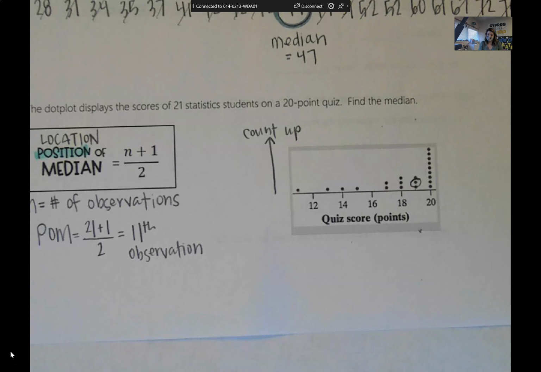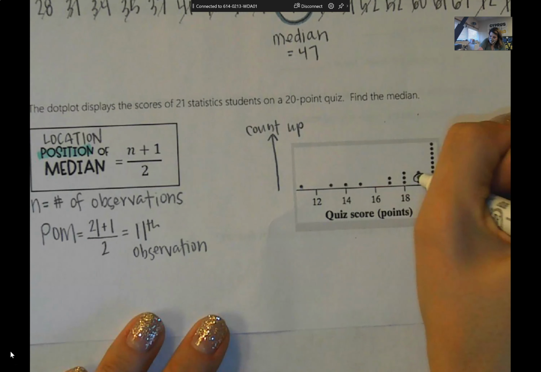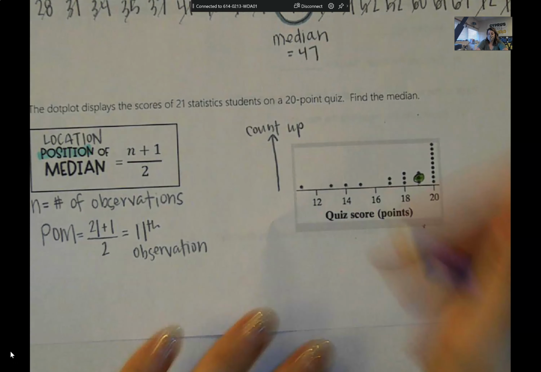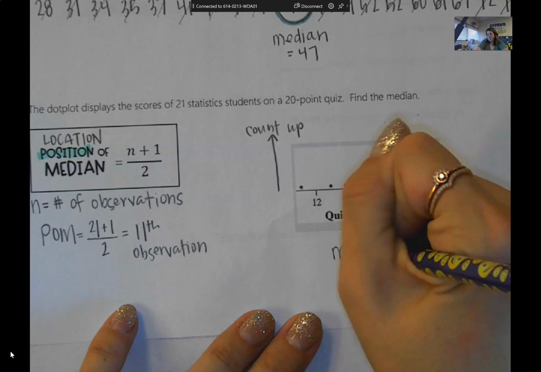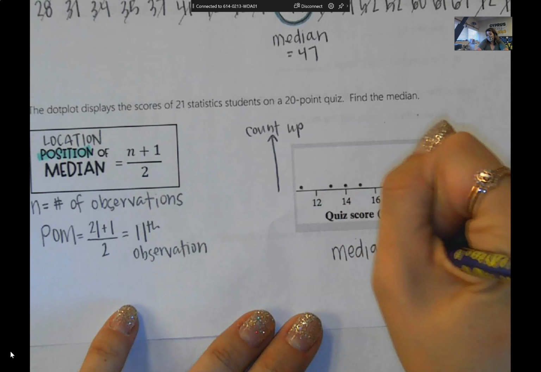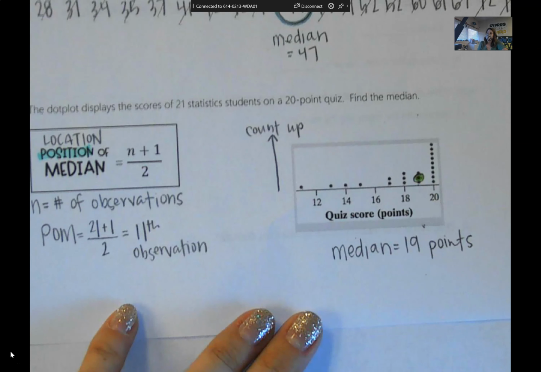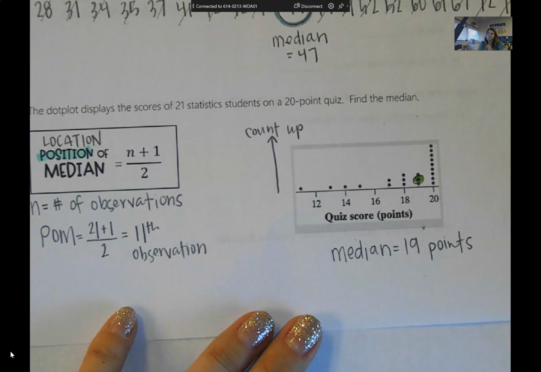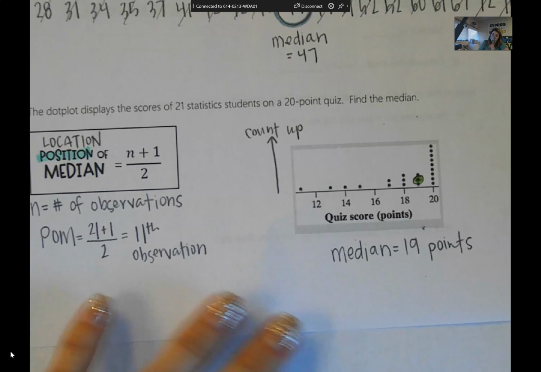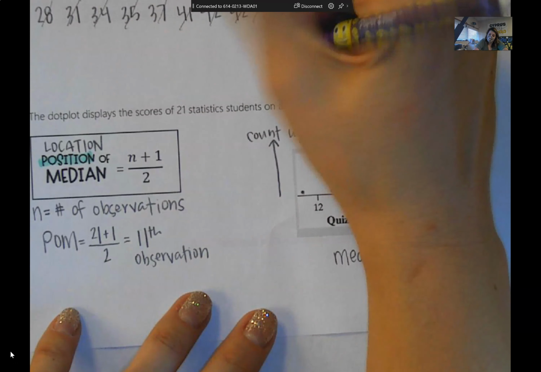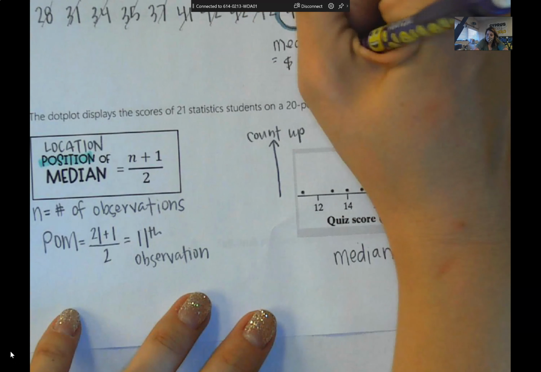On what quiz score? What quiz score is that? 19. So the median in this data set is 19 points. In this one, I probably should have said the median is $47,000.